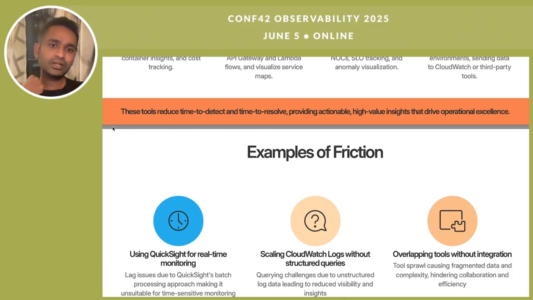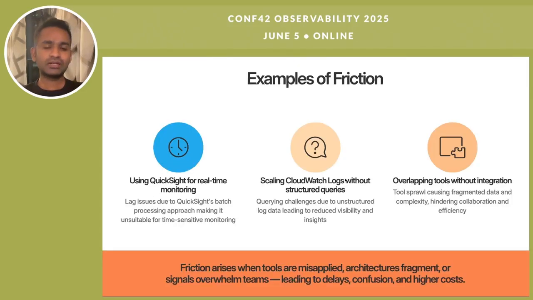And scaling CloudWatch logs without structured queries. Querying challenges due to unstructured log data lead to reduced visibility and insights. And overlapping tools without integration. So tool sprawl causes fragmented data and complexity, and it hinders collaboration and efficiency. Friction arises when tools are misapplied, architectures fragment, or signal overwhelms teams. So it leads to delays, confusion, and higher costs.